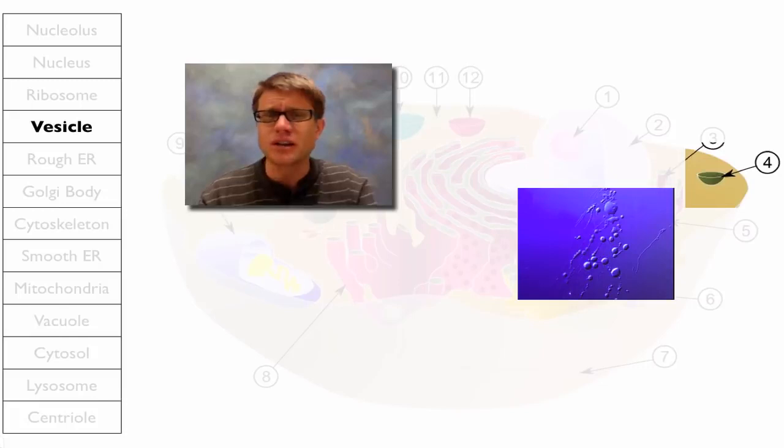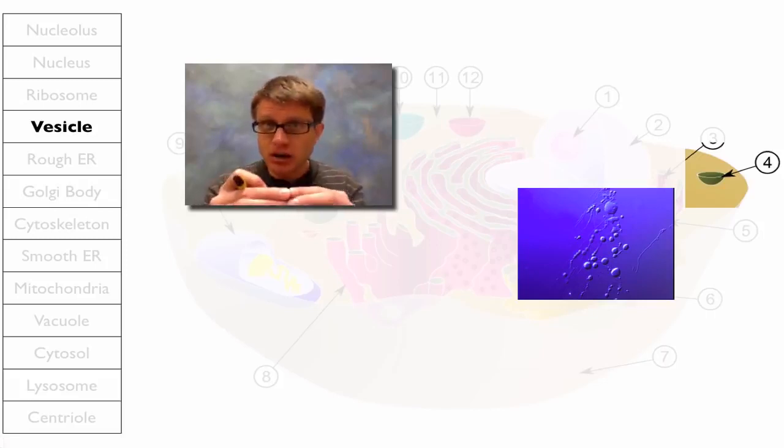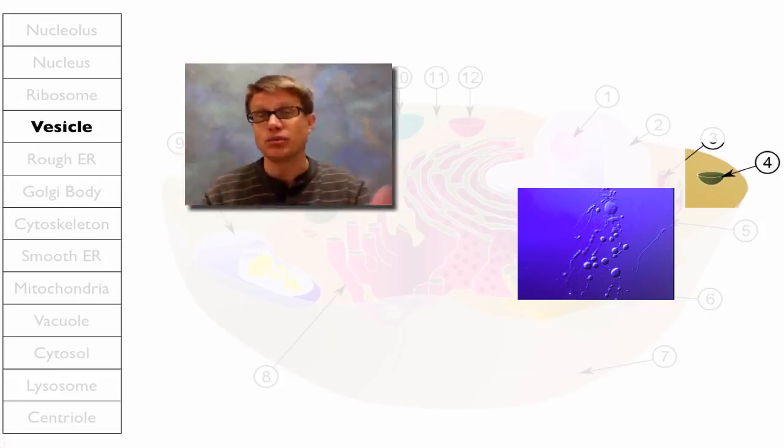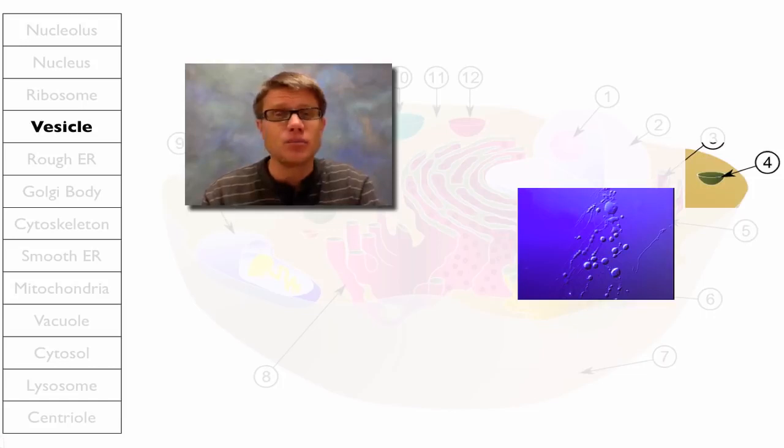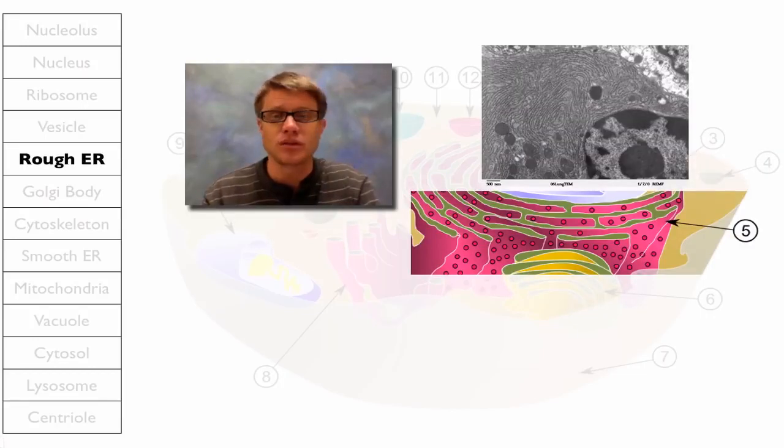Vesicle is a broad term. Vesicle basically means a membrane-bound container. And they're really, really small, and sometimes they're really, really big. So a vacuole would be an example of a vesicle. And they move material around, depending on what they do, like a transport vesicle would move material around.